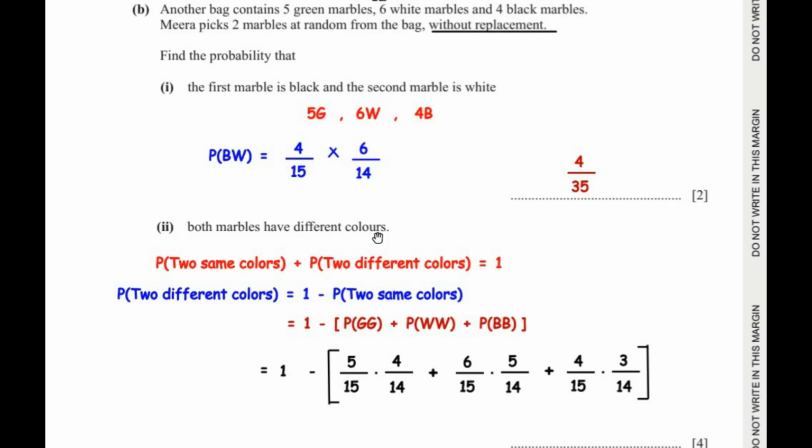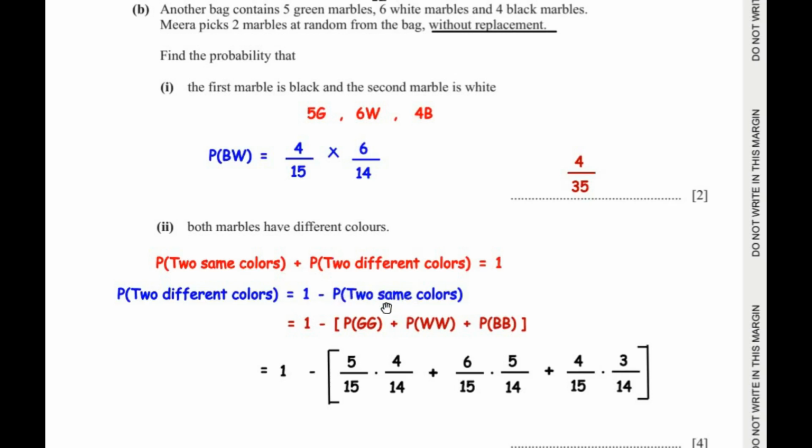Both marbles have different colors. Means for example, if she has picked green first, she cannot pick green again. She can pick white or she can pick black. So here we have made a relationship again. That is probability of getting 2 same colors plus probability of getting 2 different colors, or we can say not getting 2 same colors, is equal to 1. Now since we have to get probability of getting 2 different colors, we are going to take probability of getting 2 same colors on the other side of the equal to sign. So we get 1 minus.